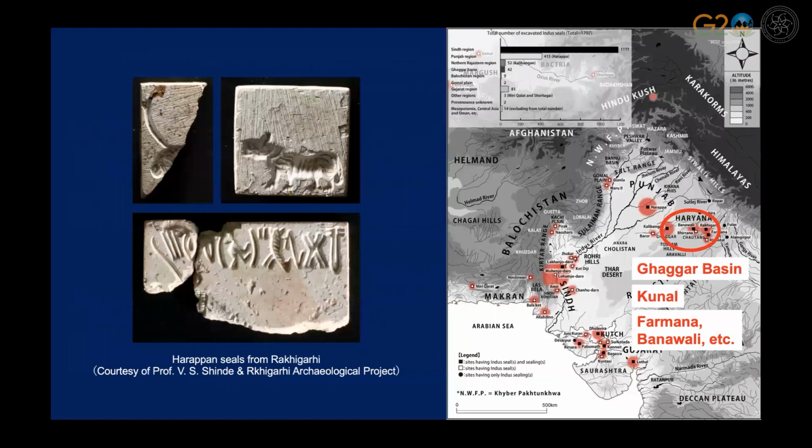Research materials for this presentation are basically the seals discovered in the sites of the Ghaggar basin, such as Farmana, Banawari, and Kunal, etc. Because my research area is basically this region and almost all of my data is from this area. Needless to say, I will also emphasize the perspective of comparison with the series from other regions.